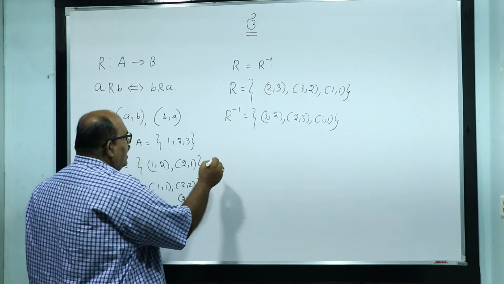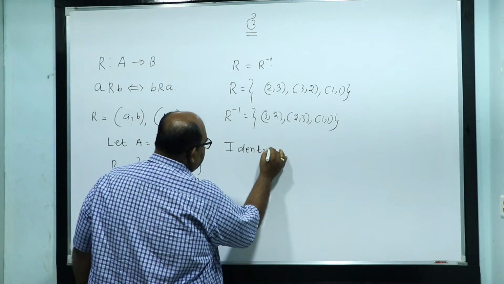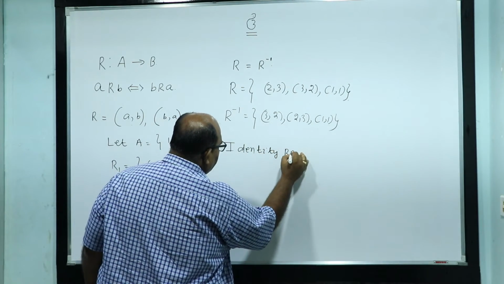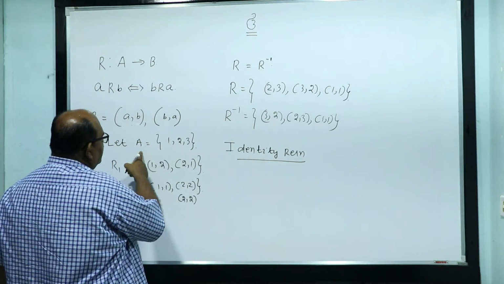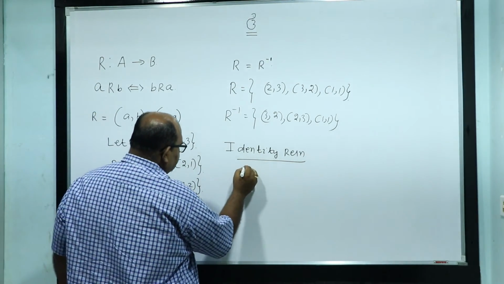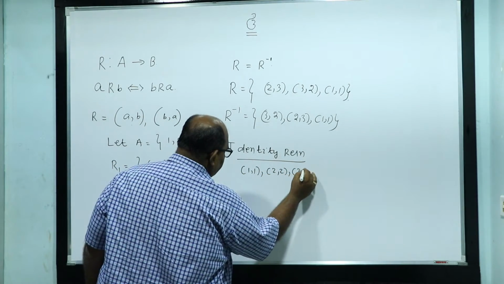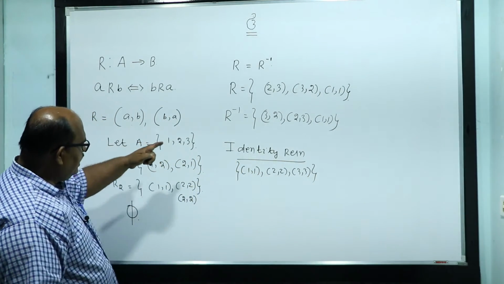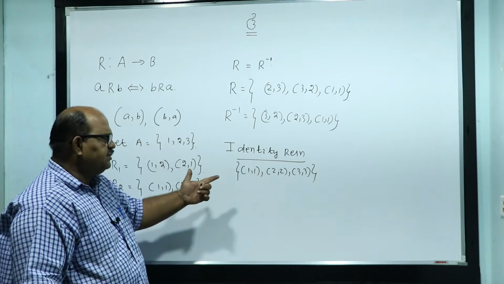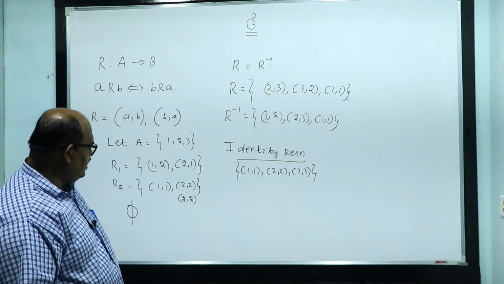Now come to the identity relation. Is the identity relation symmetric or not? So recall, what is the identity relation on set A? That is 1 1, 2 2, 3 3. This is the identity relation on set A. Clearly this is symmetric. So every identity relation is symmetric.